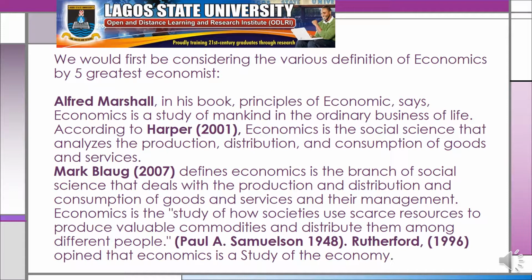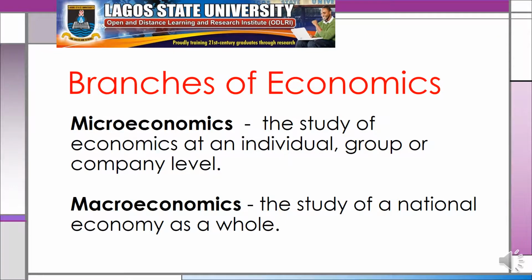Taking our clue from the fact that economics is customarily divided into two, the micro and the macroeconomics, they are the two main branches of economics. We need to know the difference between them. While microeconomics is the study of economics at an individual, group, or company level, macro, on the other hand, is a study of a national economy as a whole.